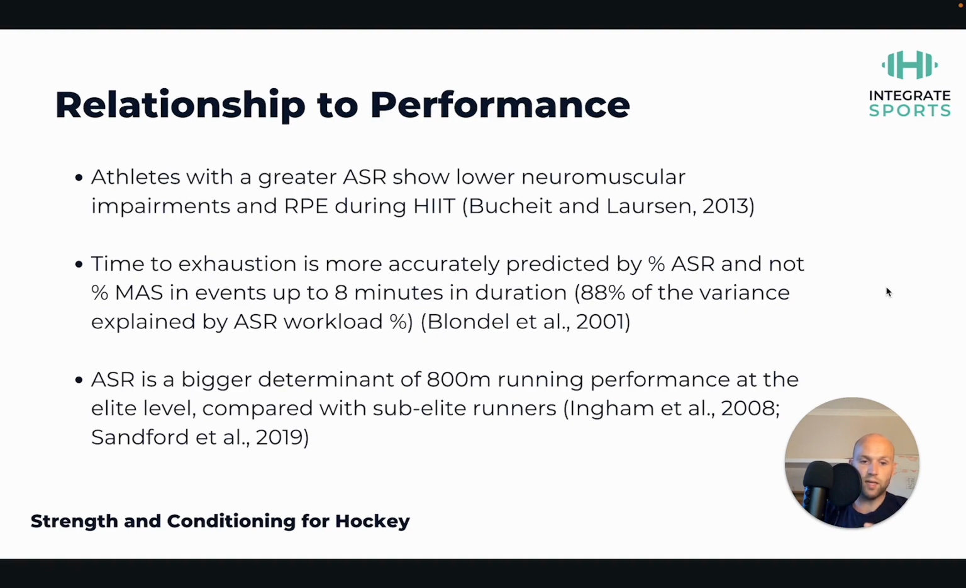Now that is obviously slightly making an inference from that information, but it makes logical sense in some ways, because if you think about two athletes with the same mass score on the pitch, but one's got a higher maximal sprint speed score, it probably is safe to assume that athlete will find repeated high intensity efforts that little bit easier. And then finally, anaerobic speed reserve is a bigger determinant of 800 meter running performance at the elite level compared with sub-elite.